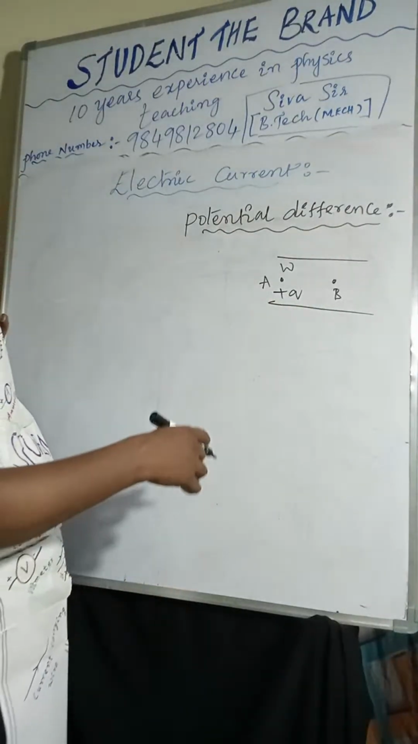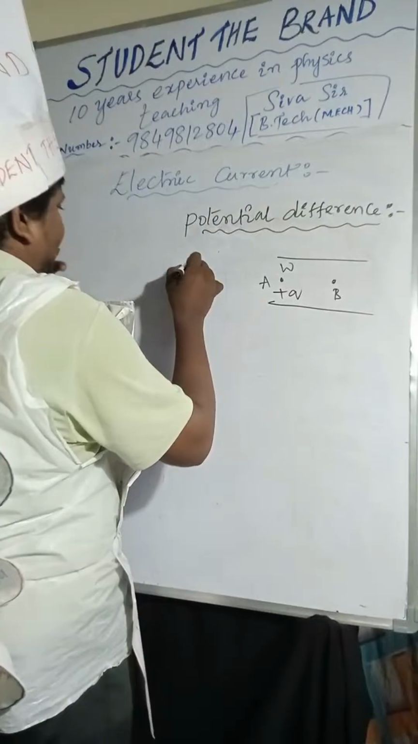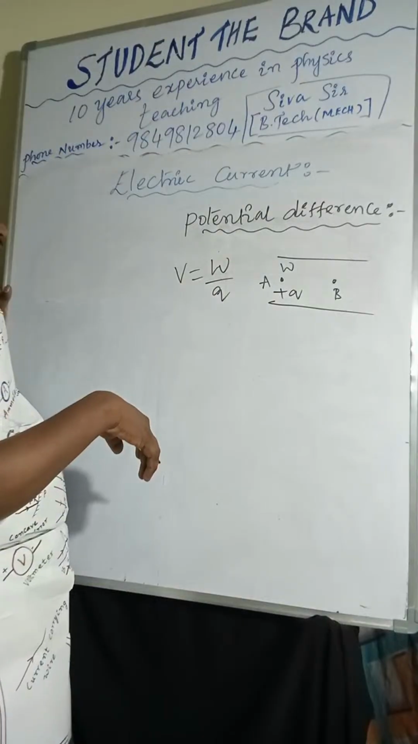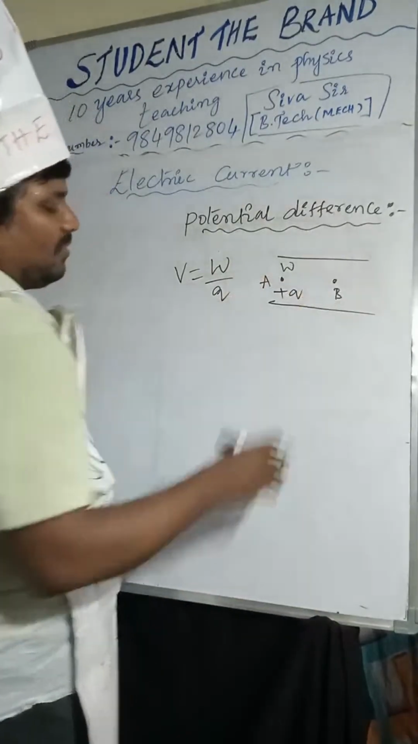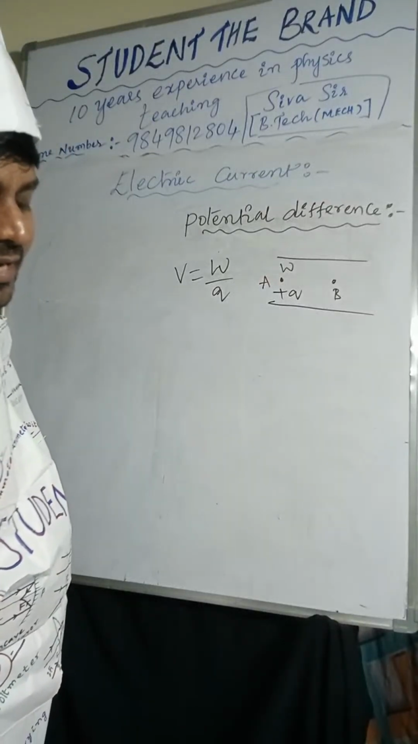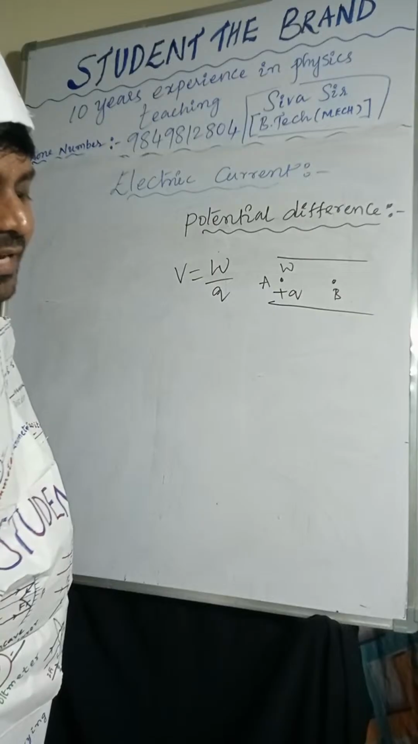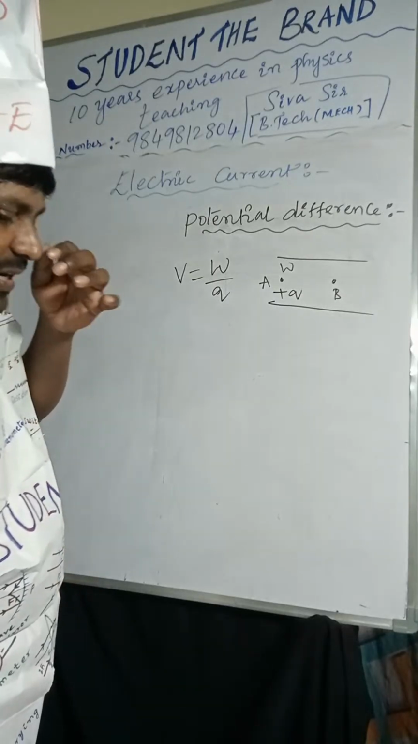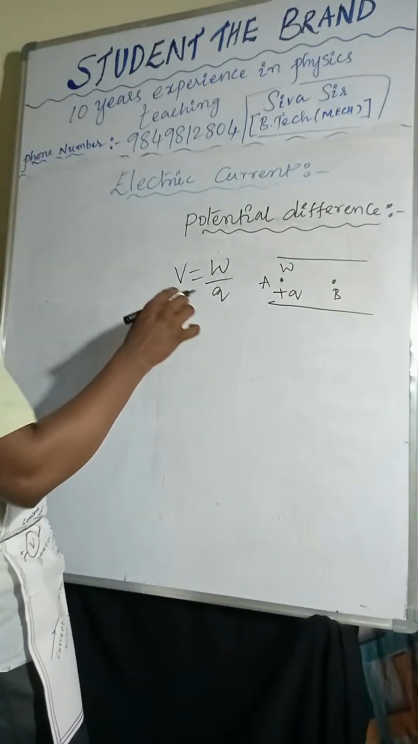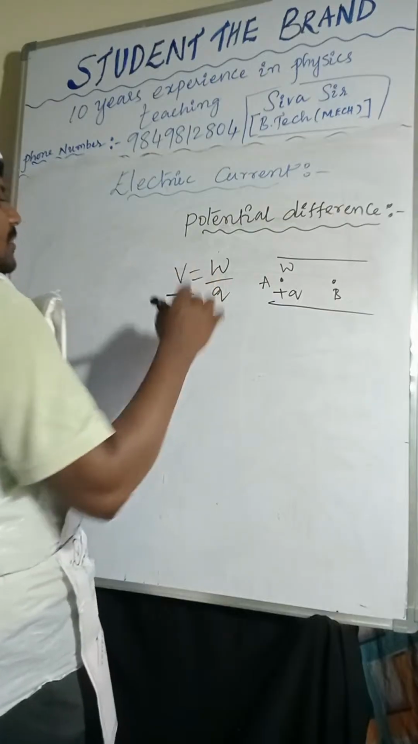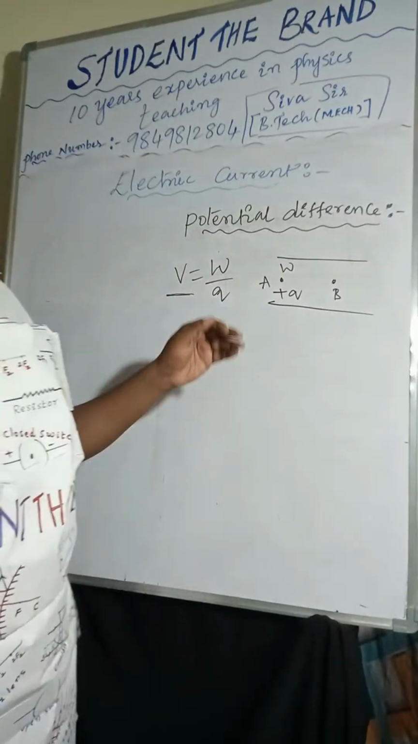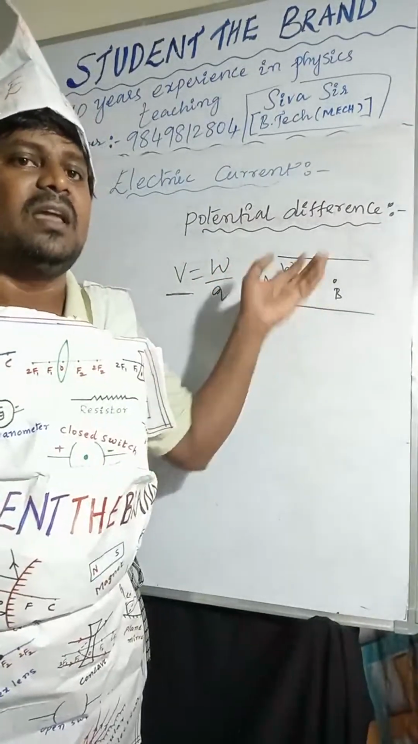So work done within the conductor is called potential difference. V equal to W by Q. We are doing some work to bring unit positive charge from one point to another point within the conductor. Work done to bring unit positive charge from one point to another point within the conductor is called potential difference.